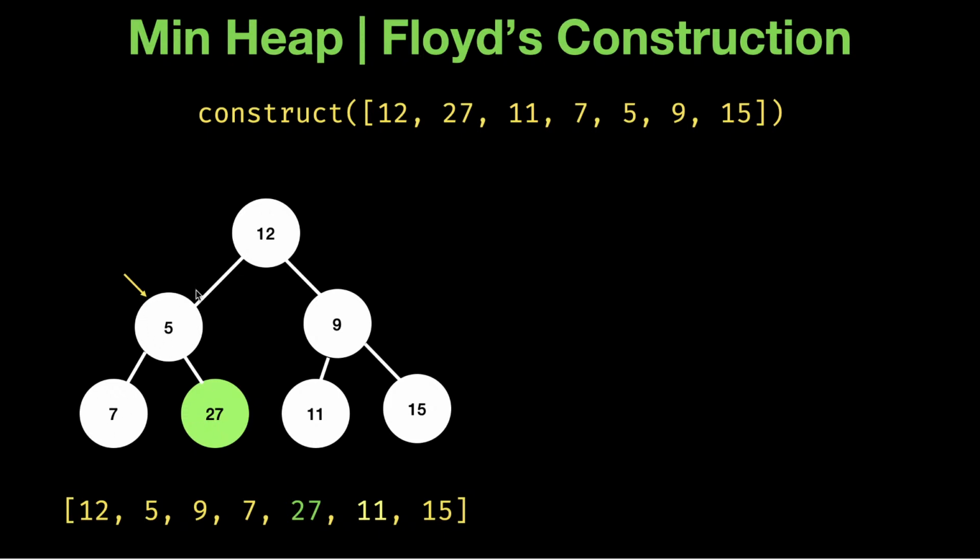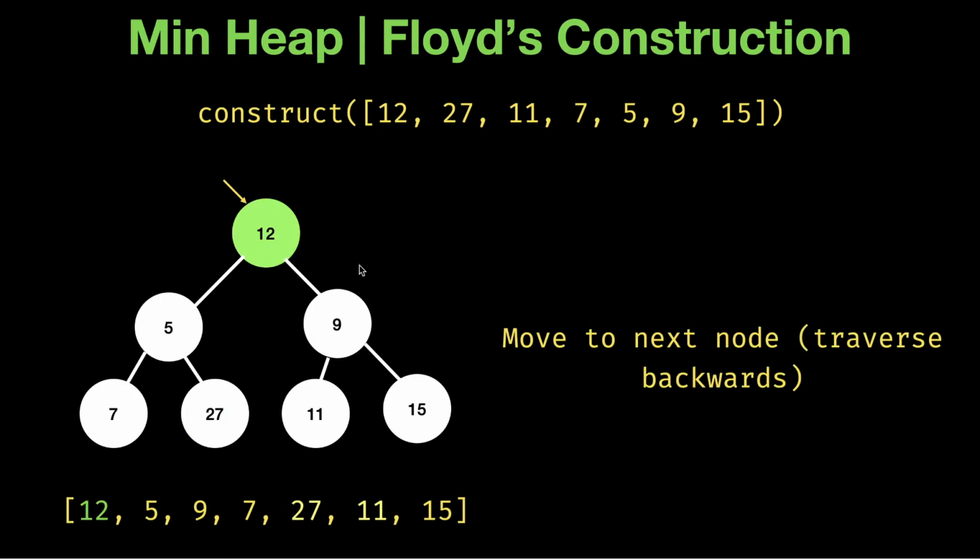So now we move this arrow backwards. We are traversing backwards, and then we go to 12, and we see 12 is not less than 5, 12 is not less than 9. So we will try to replace this node with the smaller of these two, and 5 is the smaller between 5 and 9. So we basically have to swap. 5 goes upwards and 12 comes downwards.